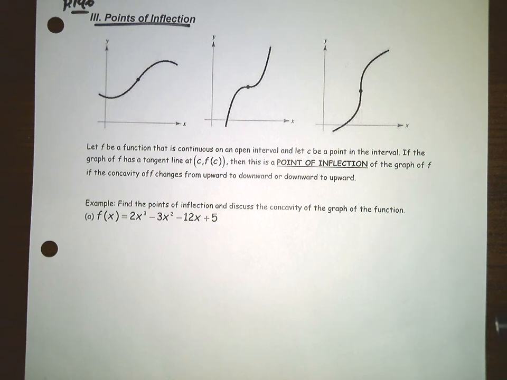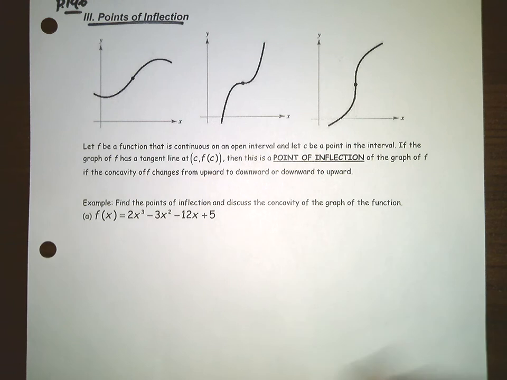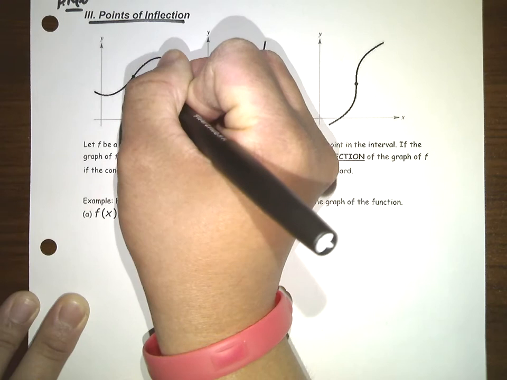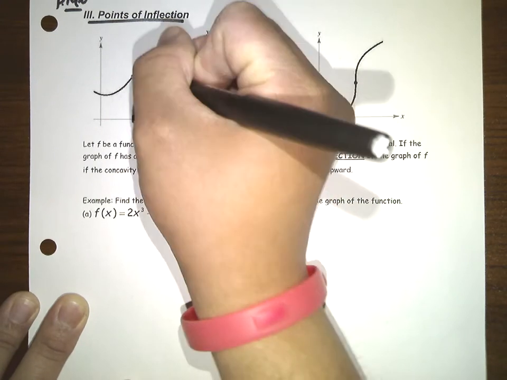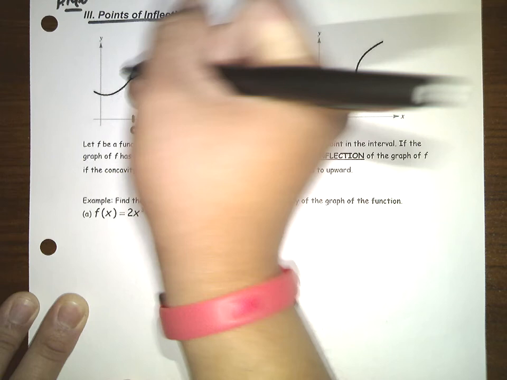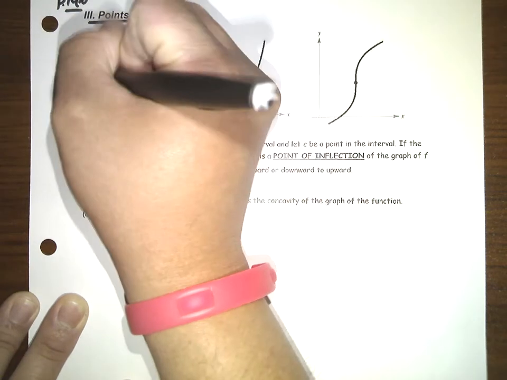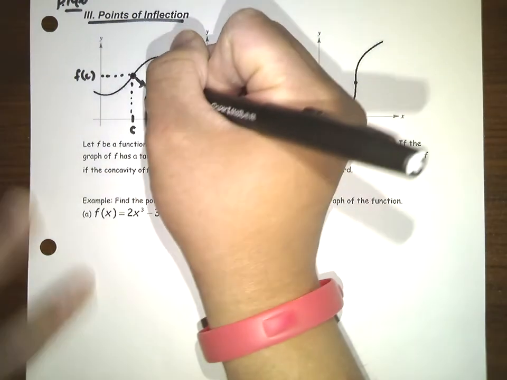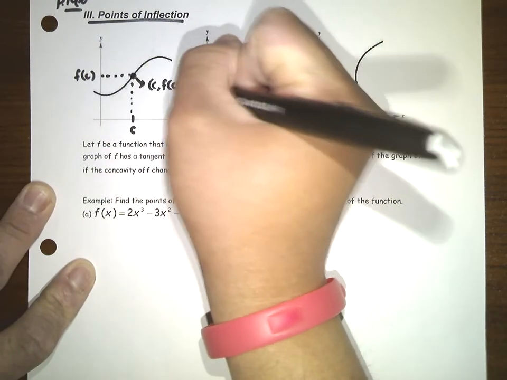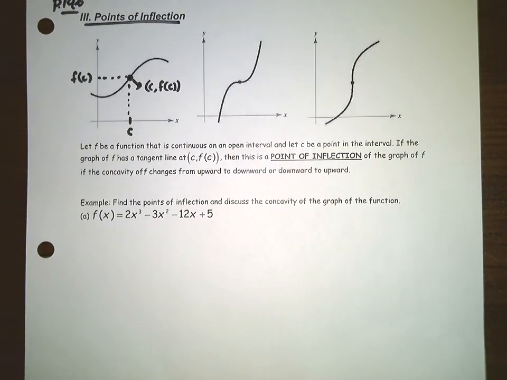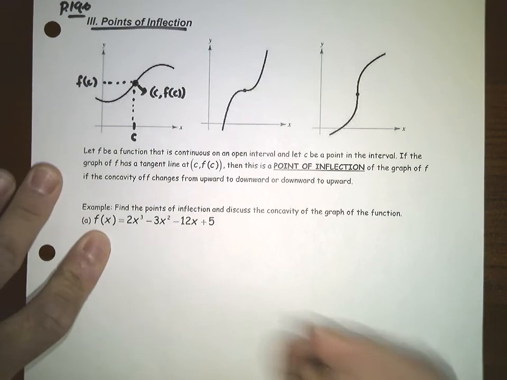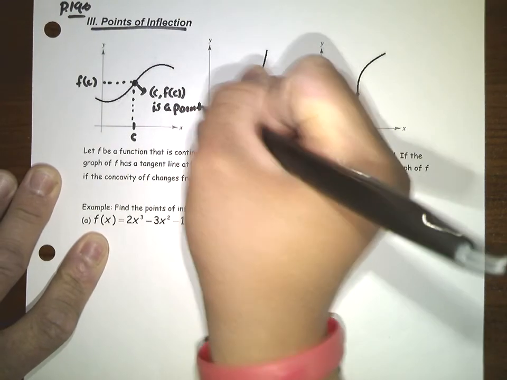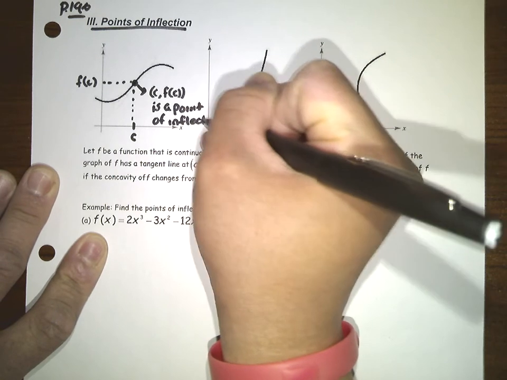Now just try to think about what is going on here. This is the point that we're talking about, this point here. This is the value c, and so this here would be f of c. All right, so we have here (c, f of c), and that's actually an inflection point. So that's the point of inflection, or inflection point.